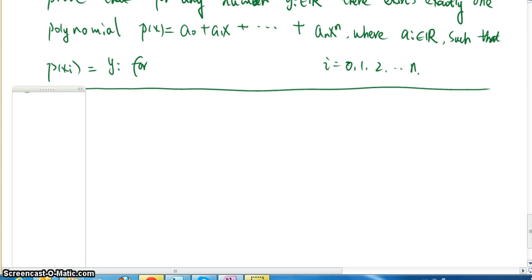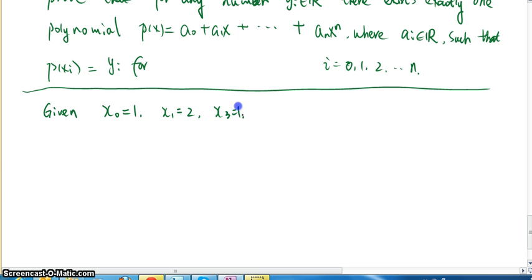So the first thing you're given is x0, x1 to xn, right? So now I'll tell you, I give you x0 is 1, x1 is 2, x3 is 1, and x4 is, say, 3. So I give you these 4 numbers. They're real numbers. And you need to prove that for any number yi, there exists exactly one polynomial. So which means you're also given the yi's.